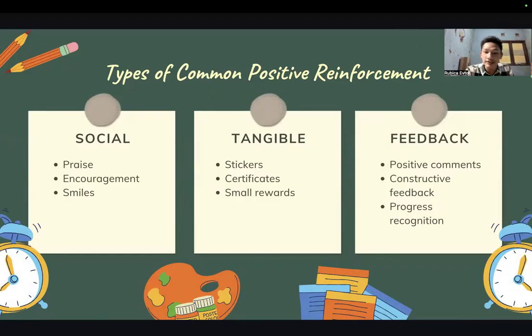And the second type is social and feedback. This is actually the most common type in EFL classrooms. It includes praise, encouragement, smiling, constructive feedback, and recognizing students' progress. For example, a teacher can say, "That's a creative idea," "Your pronunciation is improving," or "Thank you for trying." These simple comments may seem small, but they can have a big impact on student confidence.